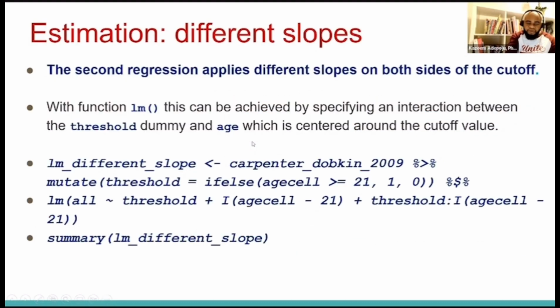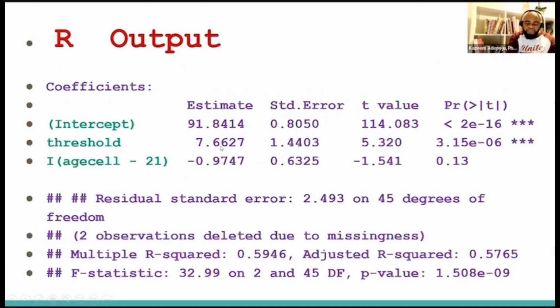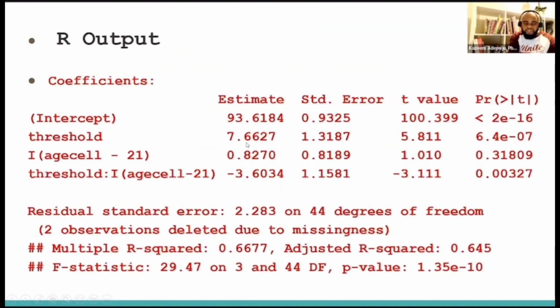7.6627. Let's see what we got before. We got 7.627, which means it stays the same, whether you are talking about the same slope or different slopes. The mortality stays the same. So what we're saying is that on reaching the age of 21, the mortality per 100,000 of the participants is 7.627 higher.